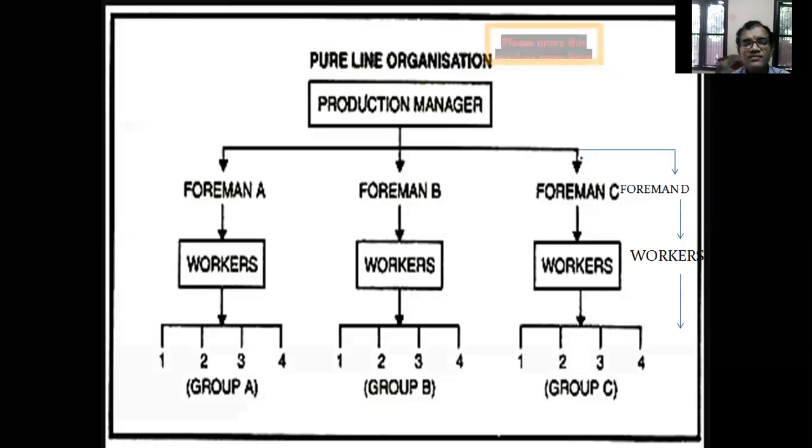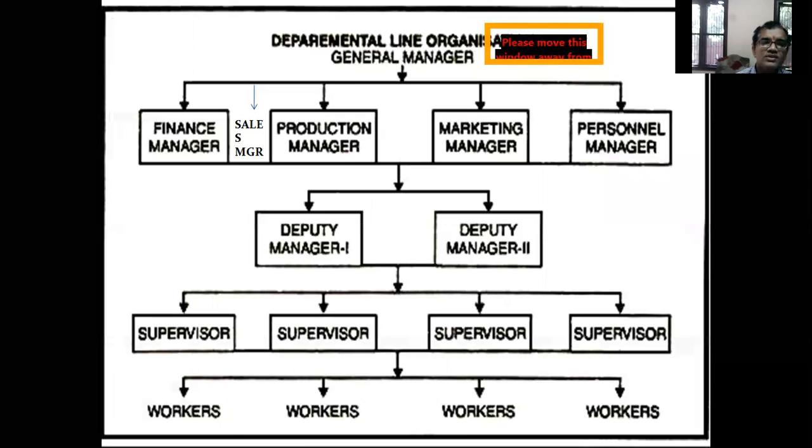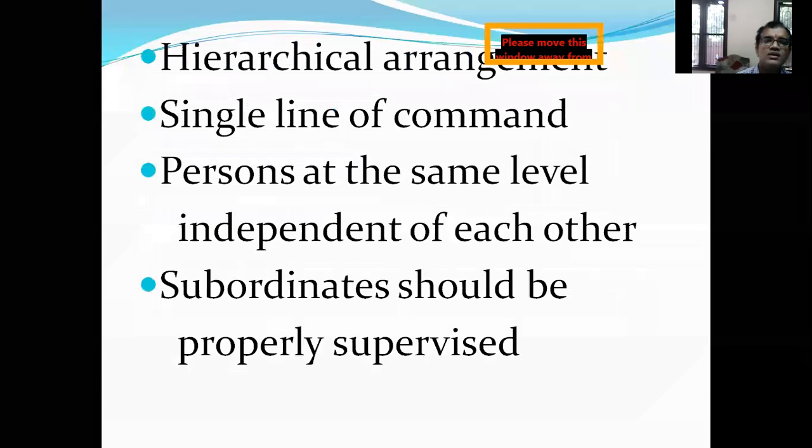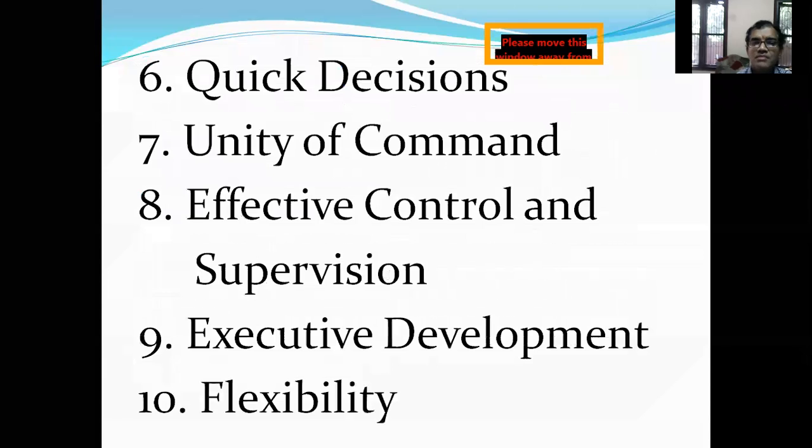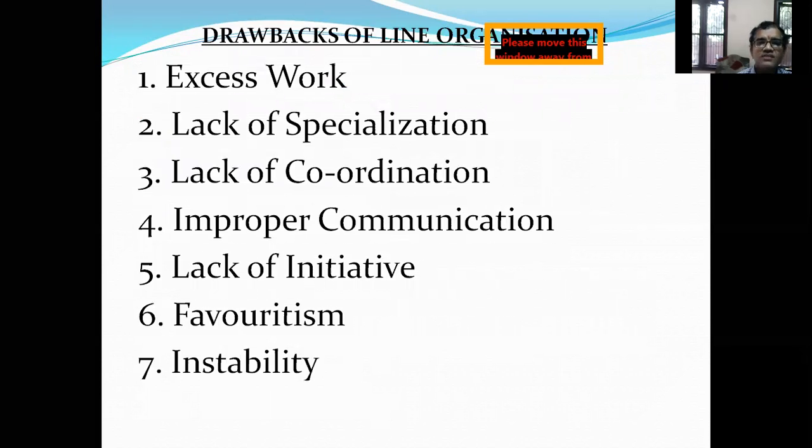There are two kinds of organizations under the line system of organization, pure line organization and departmental line organization. We have seen the characteristic features and we have understood the merits and demerits or drawbacks of line form of organization. In our next class, we will learn about the staff organization and line and staff organization.